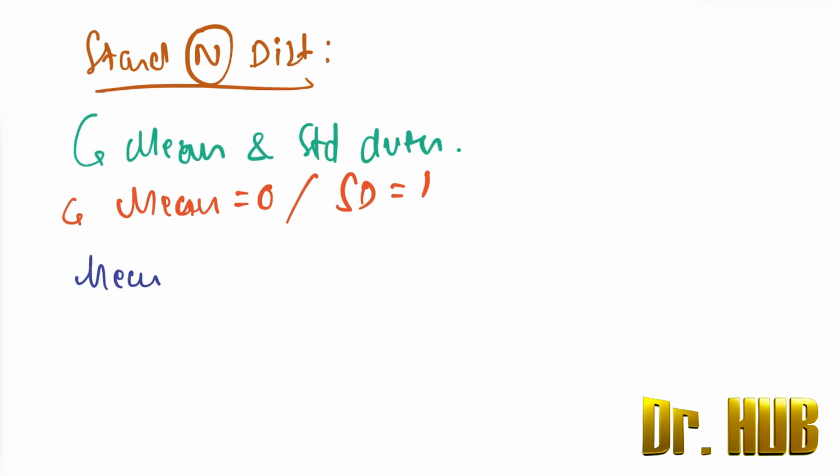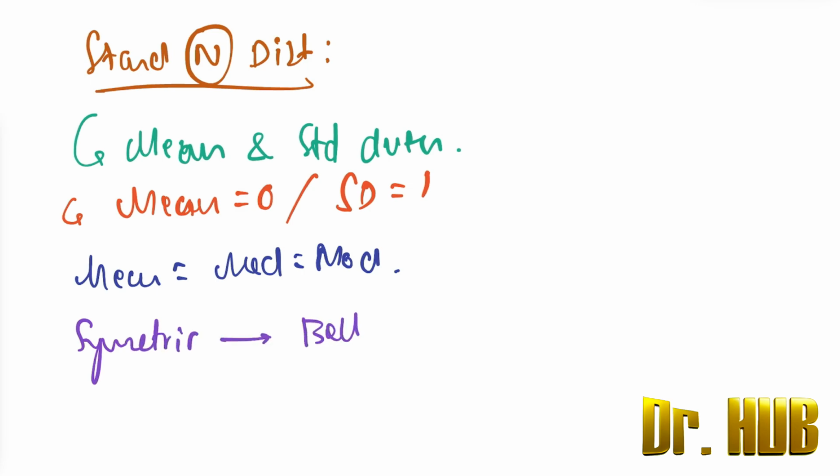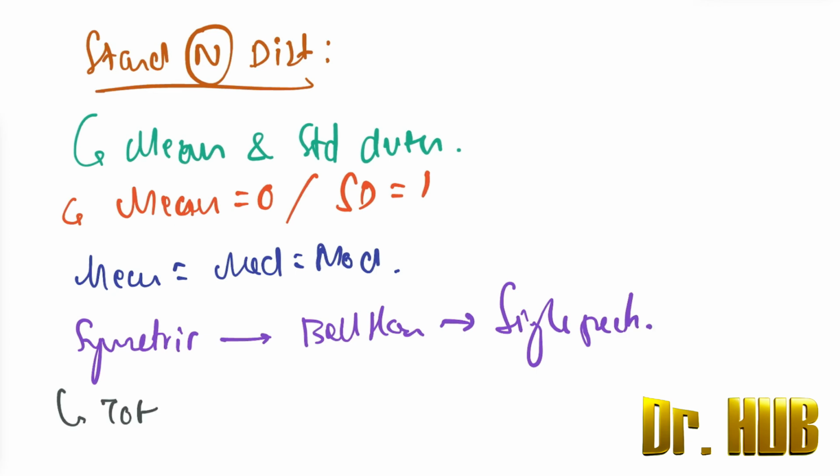Then the mean is equal to the median is equal to the mode. It is symmetric and has a bell-shaped curve with a single peak. The total area under the curve is going to be 1.